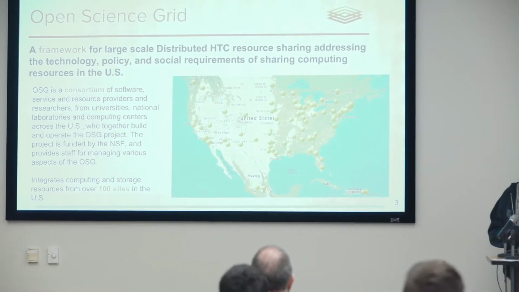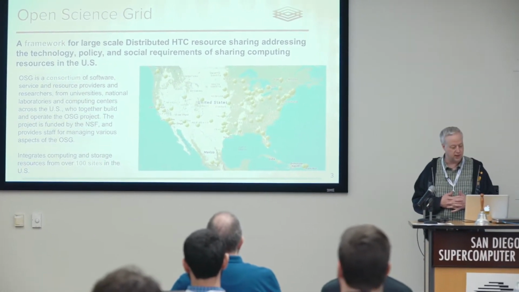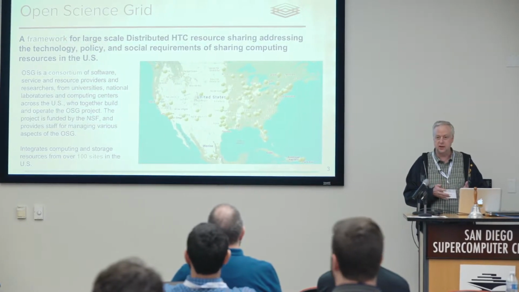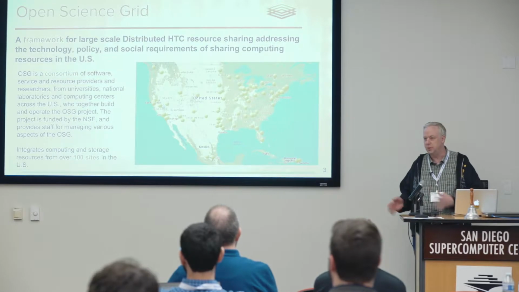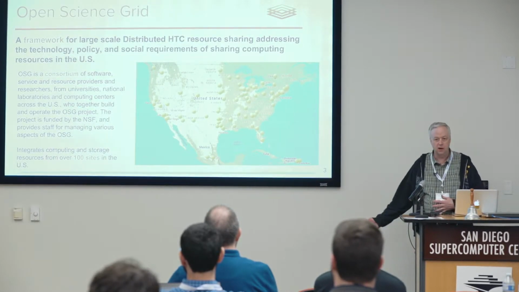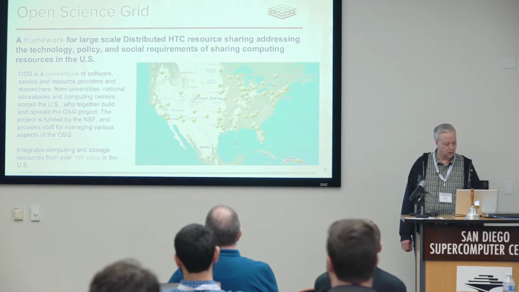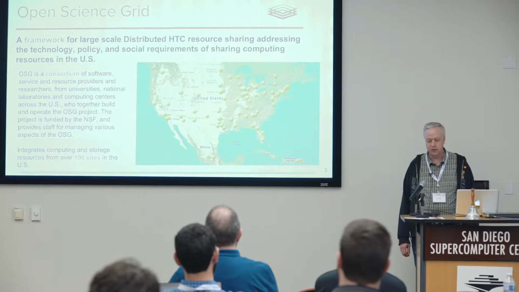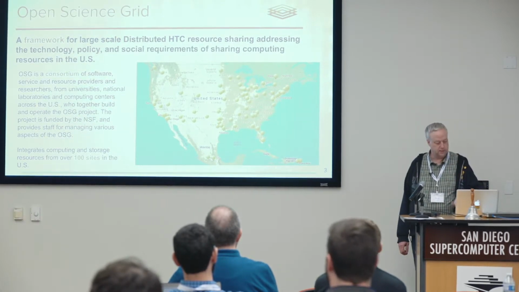This is researchers, universities, national labs, and computing centers all across the US. The OSG project itself is funded by the NSF. A lot of the clusters are individually funded by the NSF for different projects, but not all of them are. And there are over 100 sites in the US that tie together with the Open Science Grid. So that's computing and storage, right?